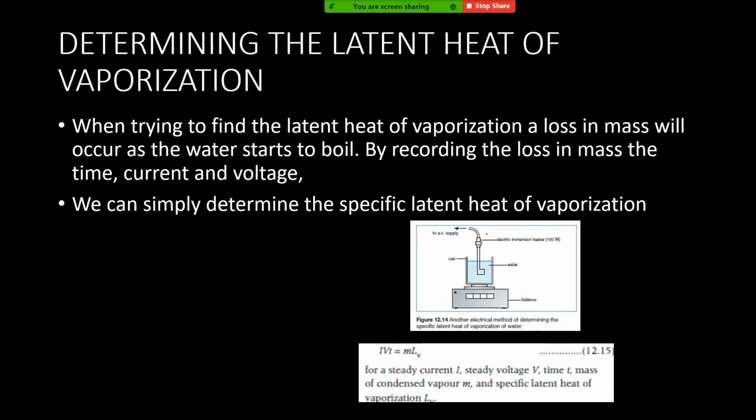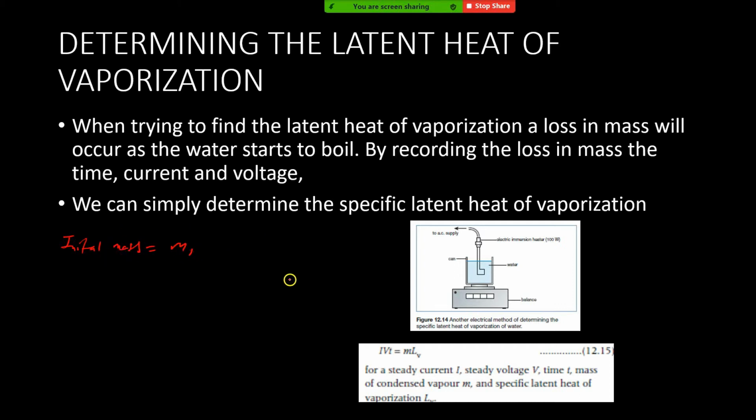So one of the better ways to do it is obviously by starting out with a known mass of liquid. So if you're trying to find the latent heat of vaporization for water, you would start out with that body of water. You would need to know the initial mass, right? So initial mass, you can call it M1. So you need to know that mass.